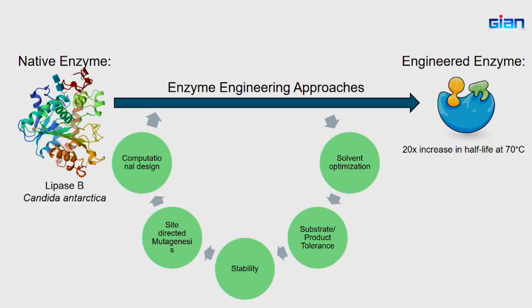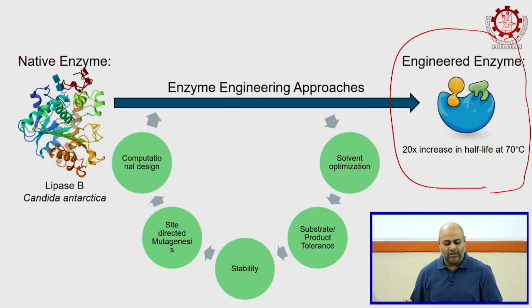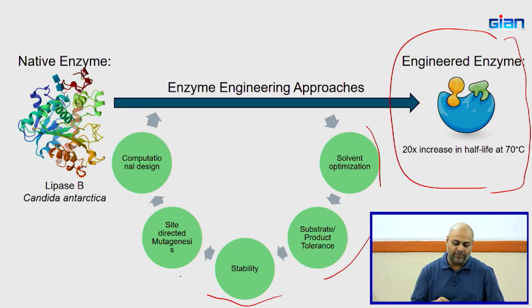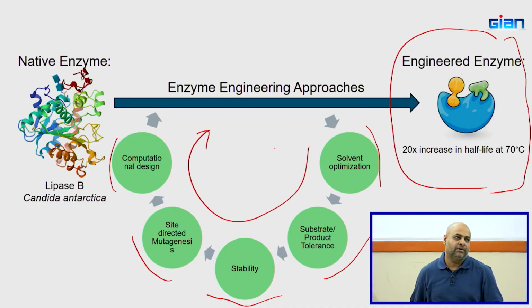This is my understanding of engineering enzymes. If you read literature, you might get something else, but this is my understanding of it. Now, the engineering enzyme approaches that we have here. So, you have your engineered enzymes, let us say, which is a 20x increase in the half life at 70 degrees Celsius. So, you are working with lipases. You do the solvent optimization, you do a substrate product tolerance of it, you improve the stability of it, you do a site directed mutagenesis, and then you do a computational design of it. This whole approach is part of your engineering enzyme or enzyme engineering.